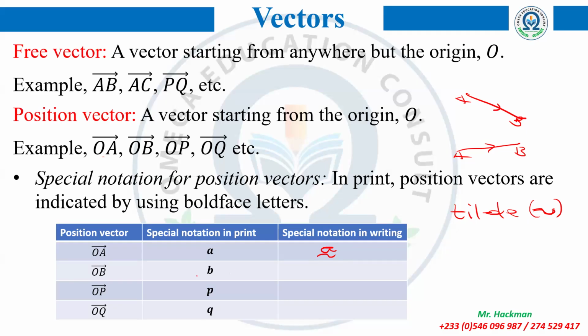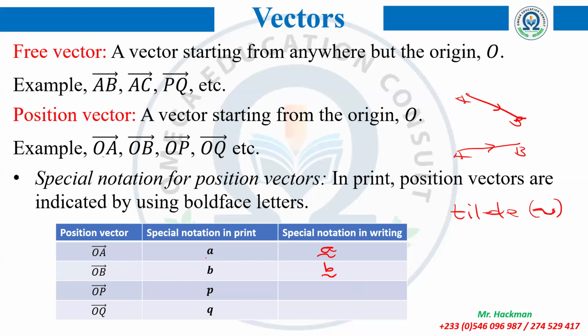In the same way, for OB, if you look at it, the special notation in print is small b. When you are writing it, you write small b and then bring your tilde below it.